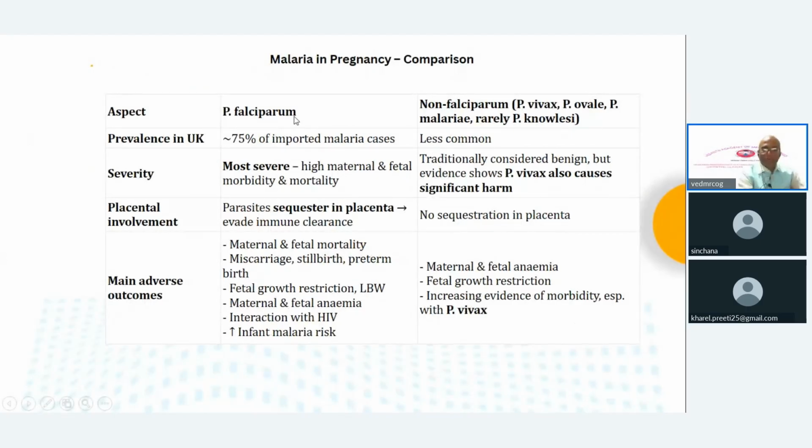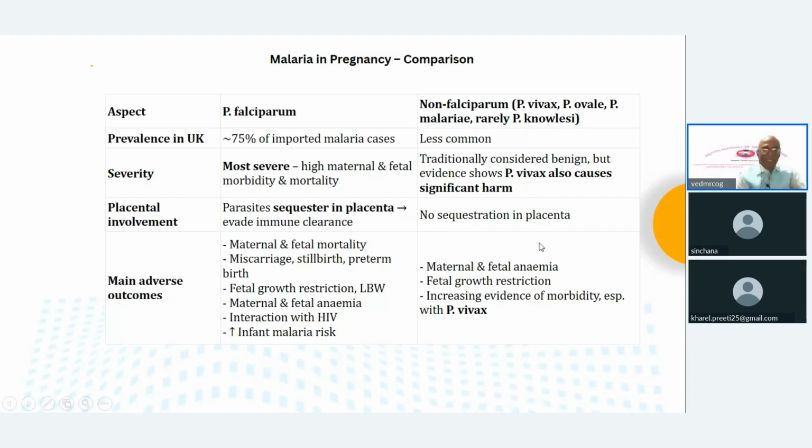Now coming to the difference between Plasmodium falciparum and non-falciparum. Non-falciparum includes Plasmodium vivax, ovale, malariae, and rarely knowlesi. 75% of cases are due to Plasmodium falciparum, and this is the most severe, with high maternal and fetal morbidity and mortality. Parasites sequester into the placenta, which is one of the features of Plasmodium falciparum. The main adverse outcomes are maternal and fetal mortality, miscarriage, stillbirth, preterm birth, FGR, low birth weight, maternal and fetal anemia, interaction with HIV, and increased malaria risk.